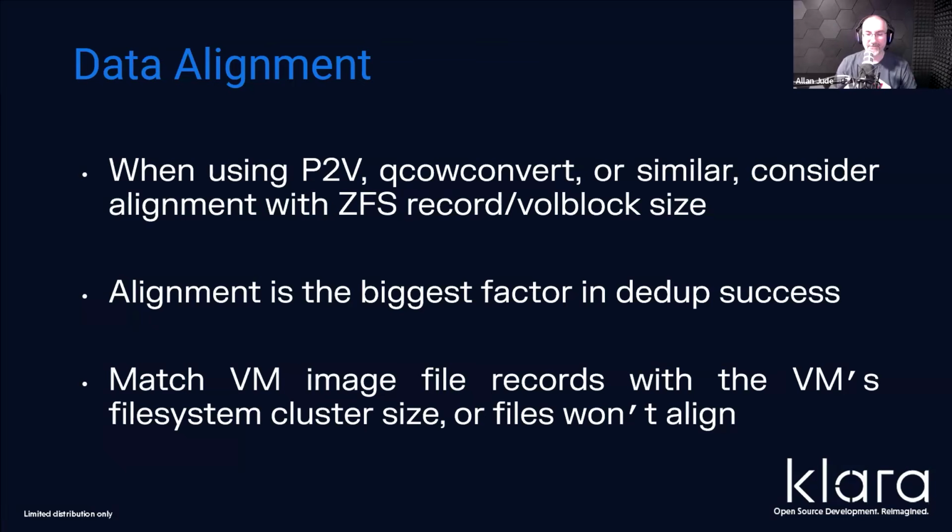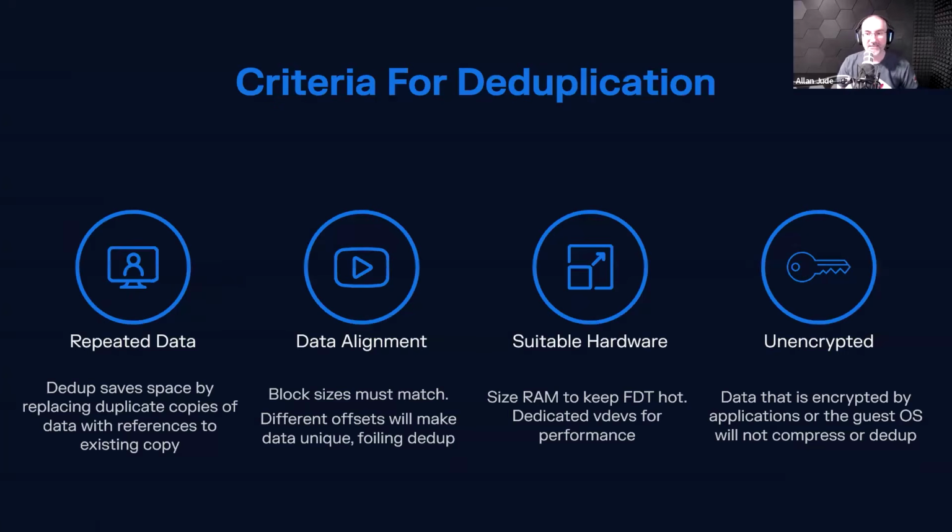So yeah, you want to map the file system cluster size, the image cluster size, and the ZFS block size from top to bottom, and then you'll be able to get the most out of things. So the criteria to consider on whether you want to use dedupe or not: the biggest thing is, do you have enough repeated data to be worth it? Is your data actually going to be aligned on the ZFS block boundaries so that you will actually find the duplicates? Do you have suitable hardware? You need RAM for this fast dedupe translation table. If you're already constrained on RAM and barely have enough RAM for the VMs you want to run, maybe it's not a good fit.